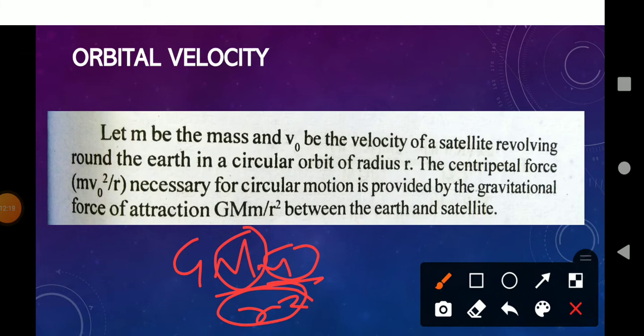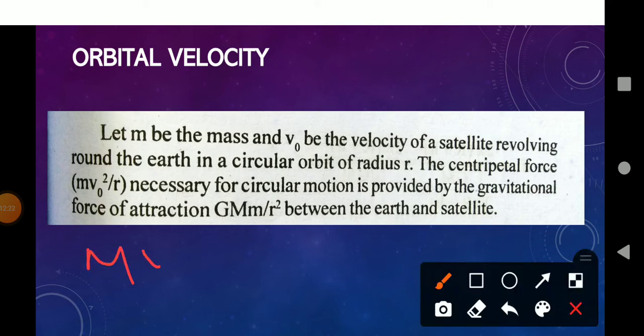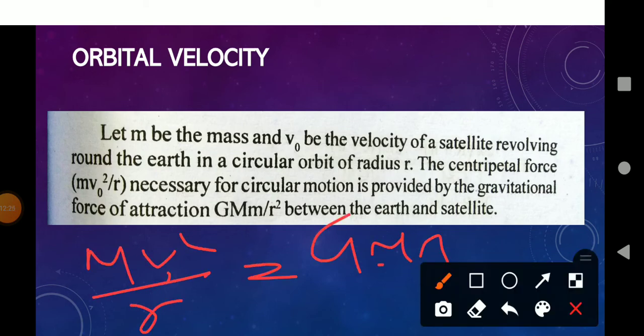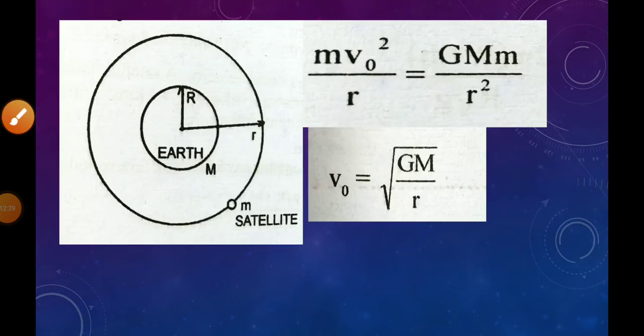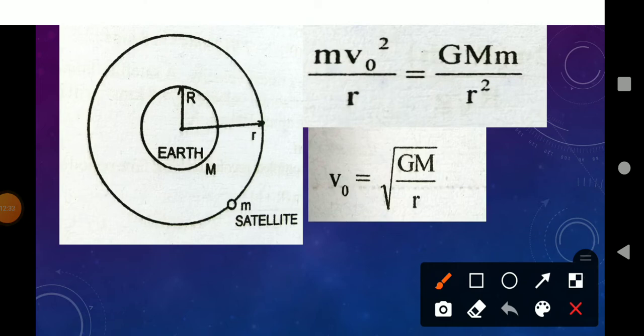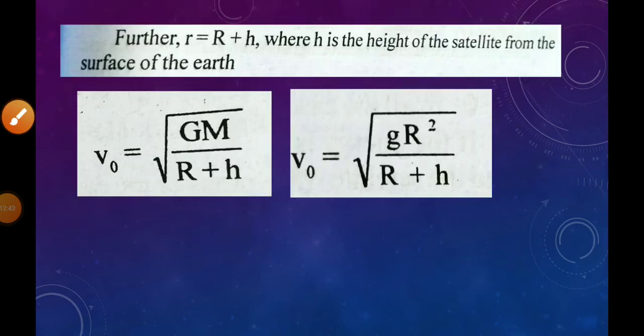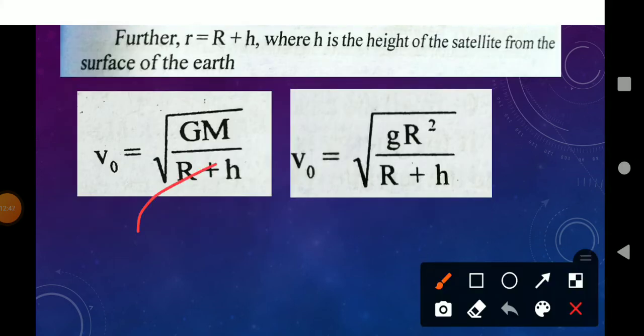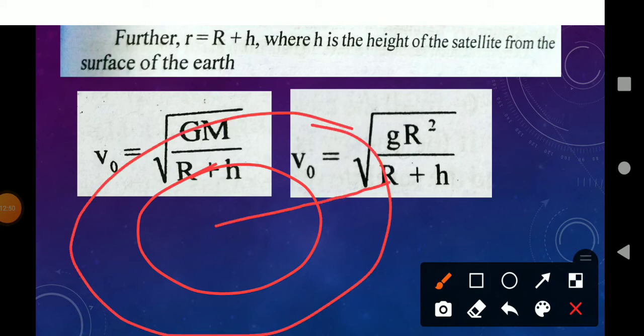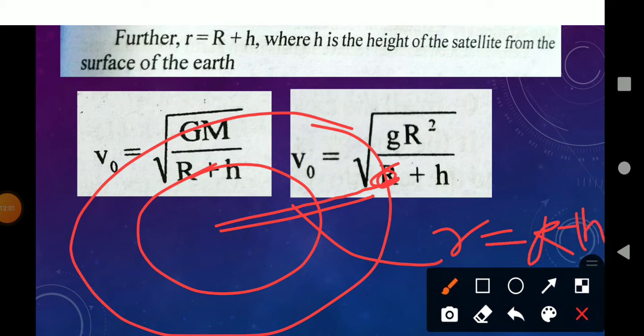So we can write the centripetal force m v naught square by r is equal to GMm by r square. From this we get v naught, the velocity of the satellite, equal to root GM by r. Here we consider the position of the satellite in the circular orbit around the earth. This total distance is considered as r, so this r will be the sum of capital R plus h. Let h be this distance and R be the radius of the earth.